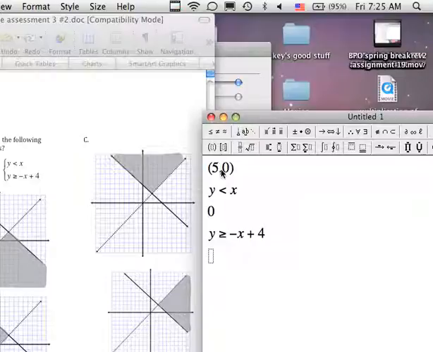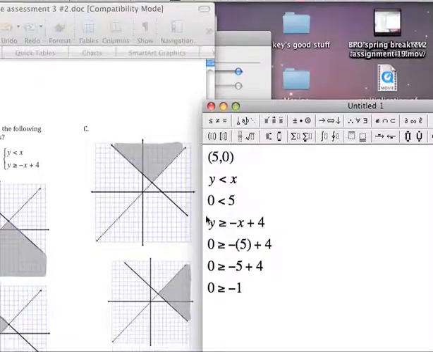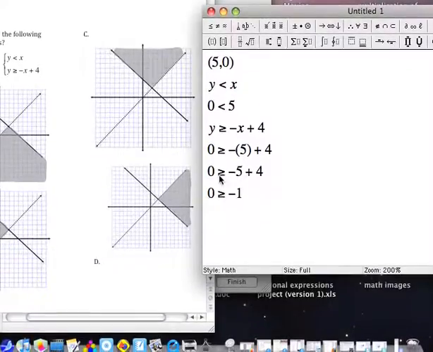So my first equation, 0 is less than 5. That makes sense. My second equation, 0 will be more than or equal to negative, open parentheses, 5 plus 4. Oh, I just made a mistake there. It looks like that's going to work because I have 0 is greater than or equal to negative 5 plus 4. If I add negative 5 and 4 together, I will have negative 1. And 0 is greater than negative 1. So it looks like D is my answer. Hope this helps.